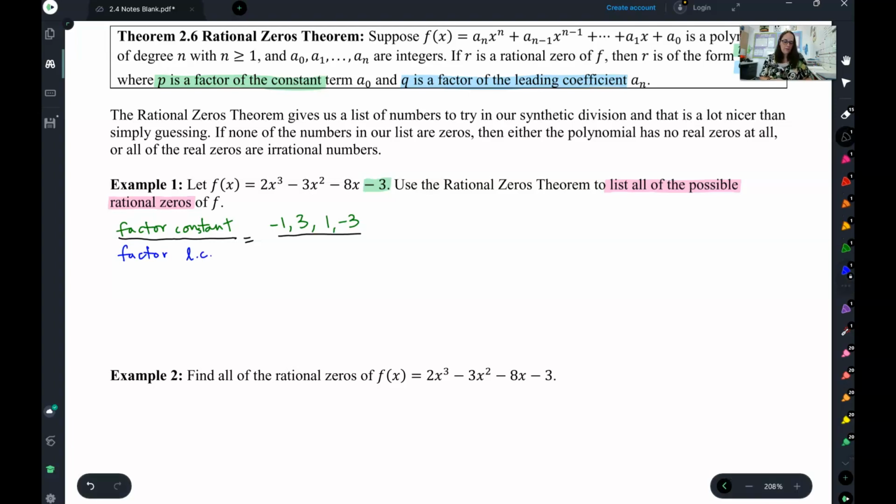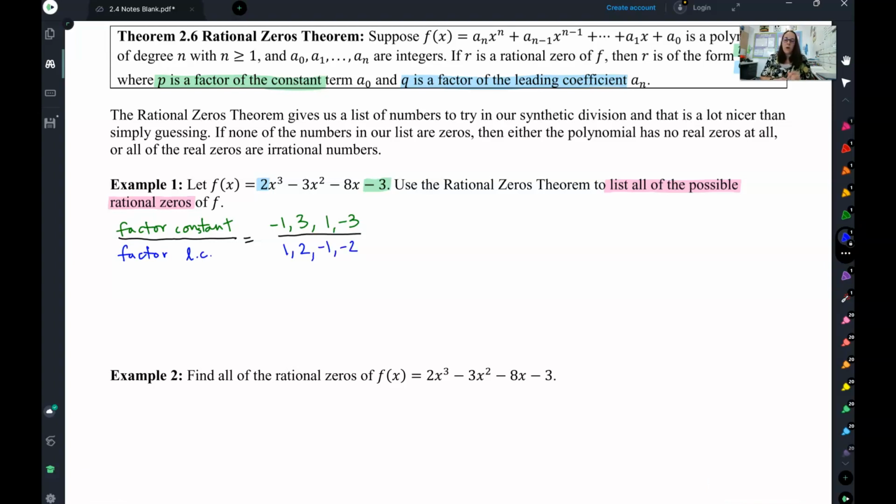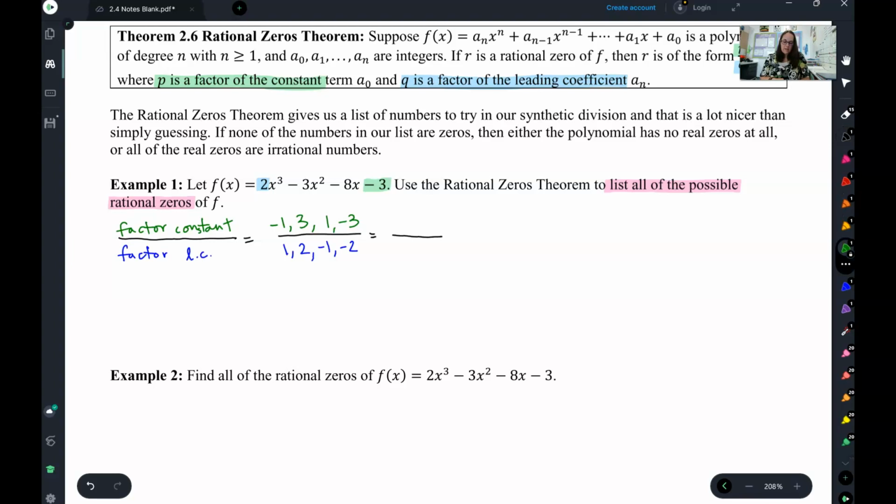Divided by the factors of my leading coefficient. My leading coefficient is 2. So the factors of my leading coefficient are 1 times 2, which gets me to 2, and then I can also do -1 times -2, which also gets me to 2. So these are all our factors. And just so you know, there is a shortcut for writing this. Instead of writing a -1 and a +1, we could write plus or minus 1. Instead of writing a +3 and a -3, we can write plus or minus 3. And same thing with our denominator: plus or minus 1, plus or minus 2. It's just a shorter way of writing the same thing.